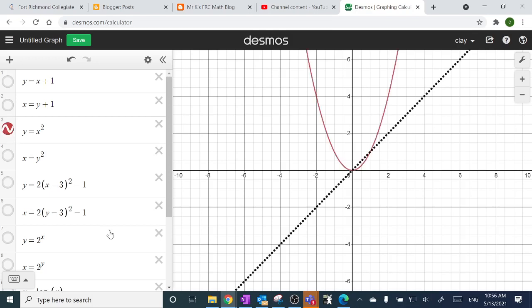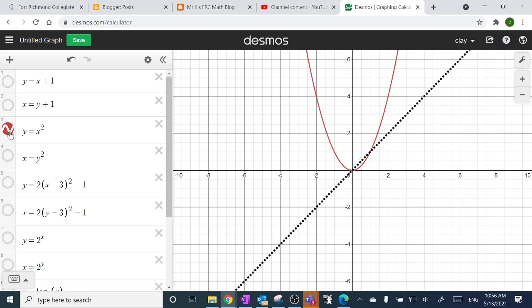Here's y equals x squared, a good old parabola. So imagine now what will x equal y squared look like if we switched x and y. Well, this becomes the mirror, so this point stays the same, this point stays the same, and now it's a parabola going that way.